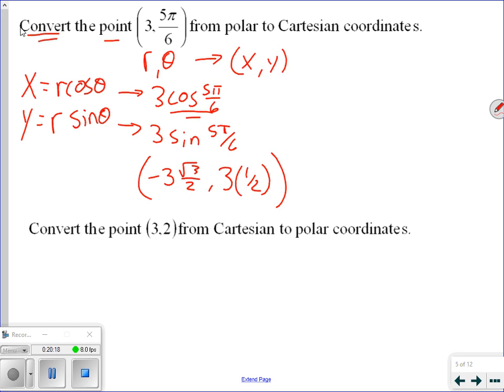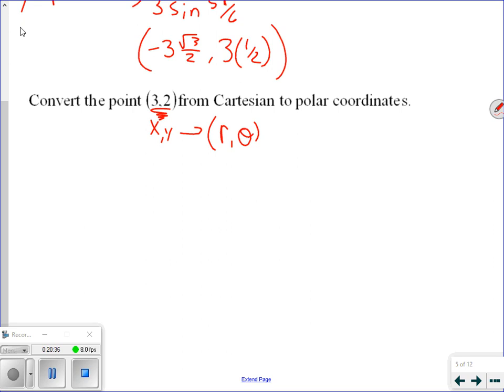We now just went from polar to a Cartesian point. What about the other way around? What if I have a Cartesian point, an x comma y, and I want to convert this to a polar point, which is r comma theta? Again, we have two formulas for that. The r value is equal to the square root of x squared plus y squared, which comes from the Pythagorean theorem. And theta is going to equal the tan inverse of y over x.